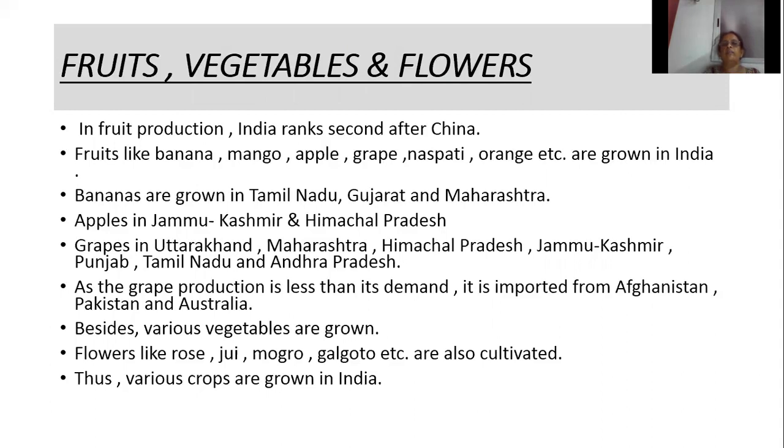So where are bananas grown in India? Tamil Nadu, Gujarat, and Maharashtra. Then apples are grown in Jammu, Kashmir, and Himachal Pradesh. So which states produce apples? Jammu, Kashmir, and Himachal Pradesh.